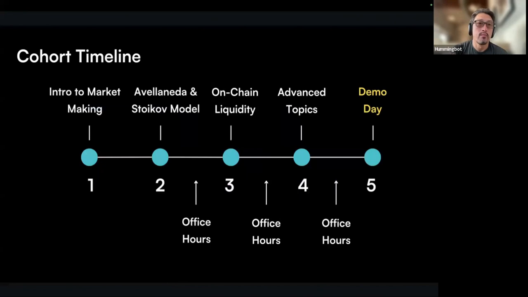In week 2, we dive into the theoretical fundamentals of how professional market makers approach it. The main model they use is called Avellaneda and Stoikov. So we look at how that model works, what the theoretical implications are of how to manage inventory risk, how to manage volatility risk, and essentially how to use Hummingbot to express those views using actual code.